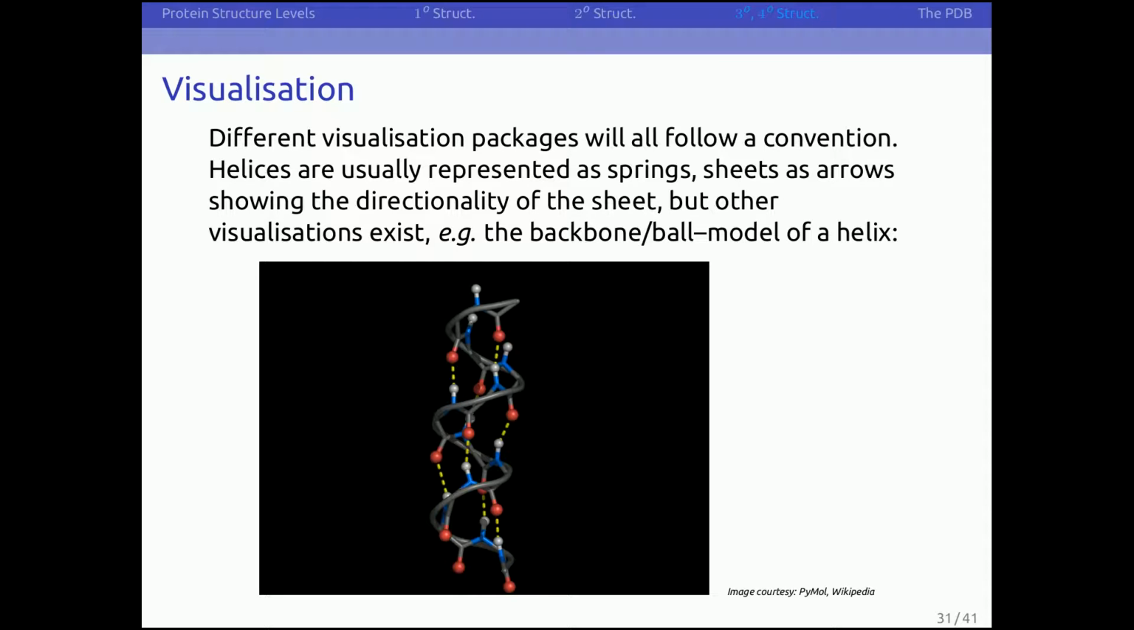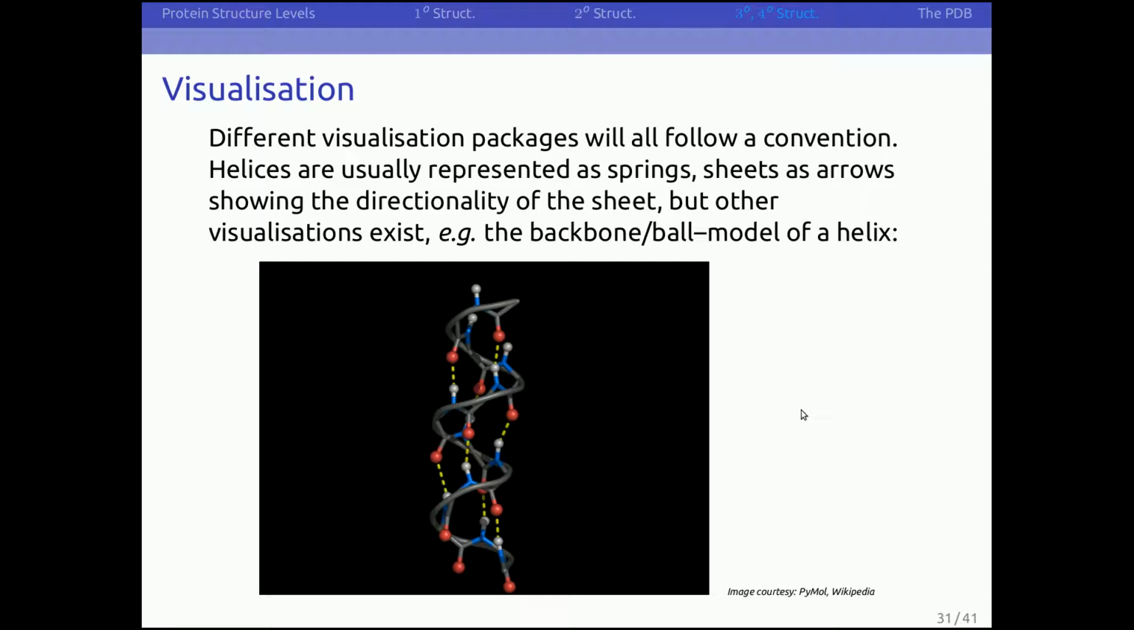And what we have here is an alpha helix where you're seeing the bonding in yellow. And this is a backbone and a ball model. So the backbone is this gray kind of springy structure. And the ball model is showing the interactions between the atoms.